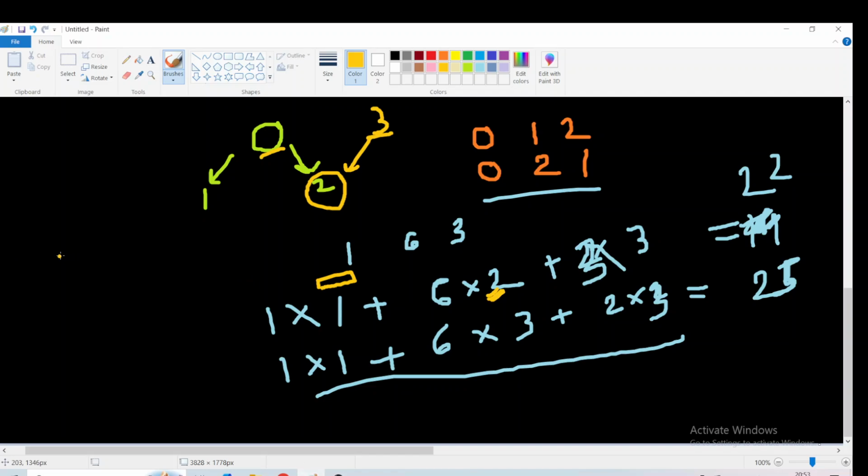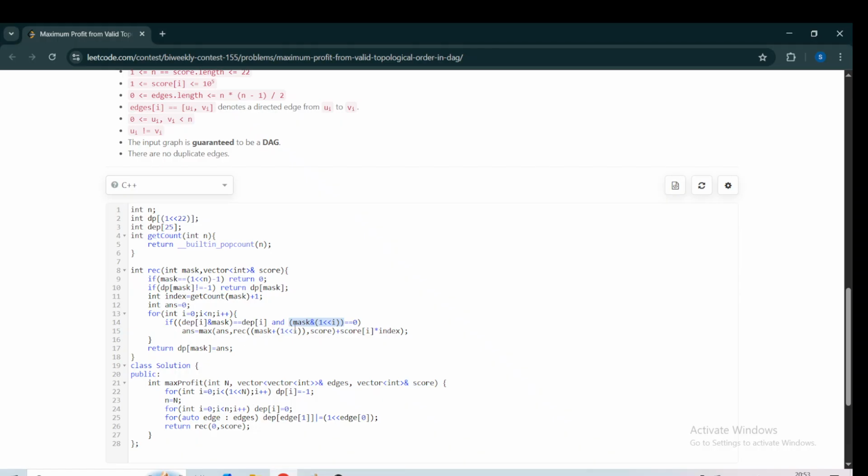Let's say in the example we have this as mask and this as our dependent of I. If we take the AND between these two, then the value should come out as our dependent of I. So if these two conditions are satisfied, we can set this index to mask plus 1 left shift I. That means we are setting the ith index in the mask, and the answer will be updated by score I into index. I hope you get it. At the end we are returning DP of mask.